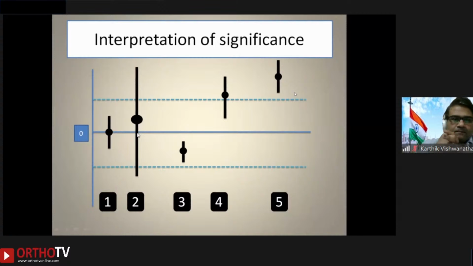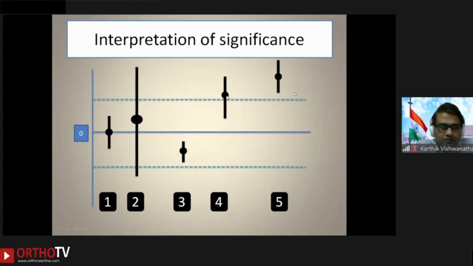Second, this is not statistically significant because it crosses 0, but upper and lower limits are beyond the MCID levels. So the results are inconclusive, and we need further evidence to conclude about this. For situation 3, this is statistically significant because it doesn't cross 0, but it is within the MCID level. So we can say that the variable has a small effect but is not clinically significant.